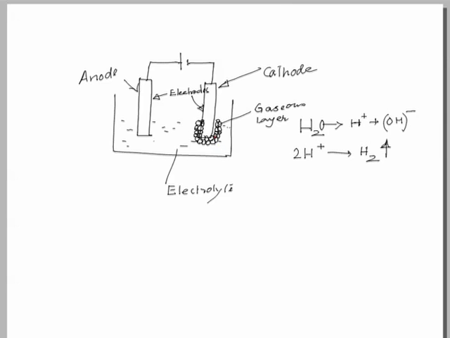Now, for having effective machining or the working of this process or the cell, we need to remove this gaseous layer, so that the cell again starts functioning. So, there are different methods developed for this, in which these gaseous layers can be removed continuously or to some extent effectively, so that the performance of the ECM cell increases.